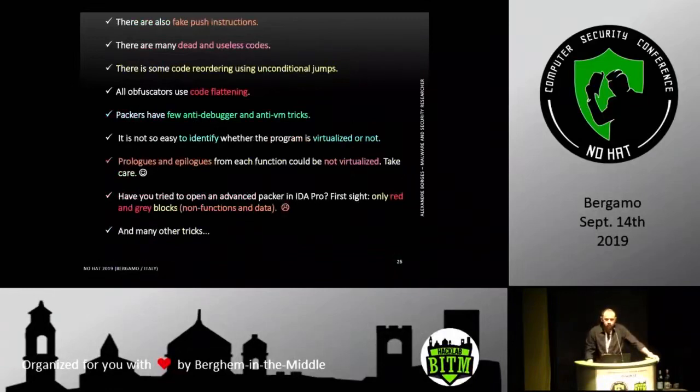These obfuscators try to make some fake push instructions, insert lots of useless code, try to reorder the flow, and try to use code flattening, which I will show you in the next slides. They use very different debugger and VM techniques. Some of these obfuscators don't virtualize prologues and epilogues.